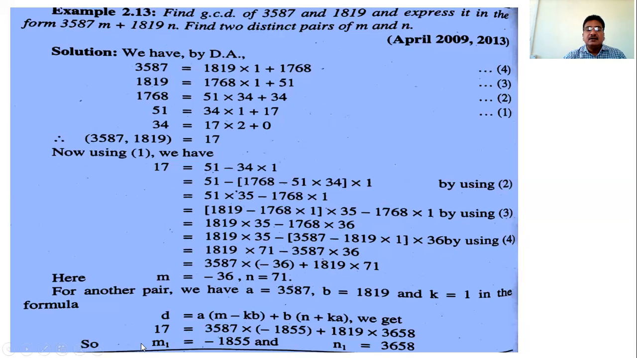If we have to find another pair of values of m and n, then use this formula: d is equal to a into (m minus kb) plus b into (n plus ka). Here d means the greatest common divisor, and a and b are the given two numbers, that is a is 3587 and b is 1819. Take k as any number, take k as 1, 2 or any number, and then we get another pair of values of m and n. Just find m and n; one pair is sufficient.